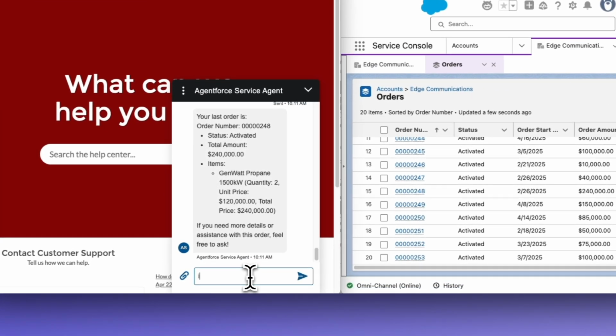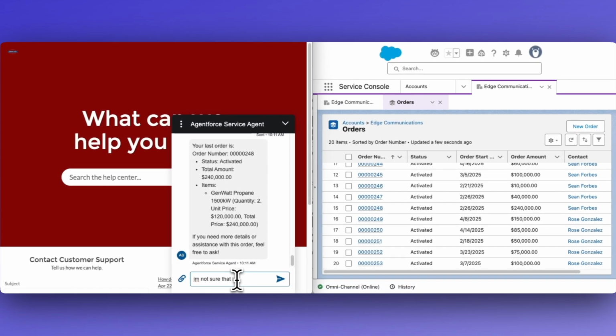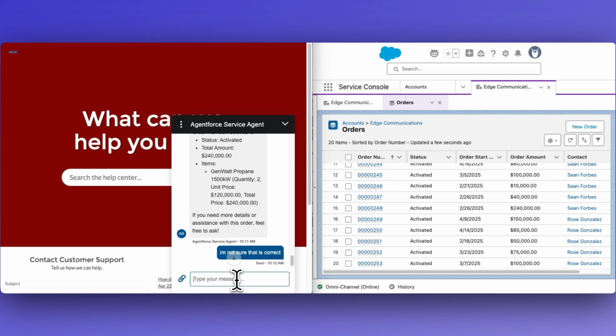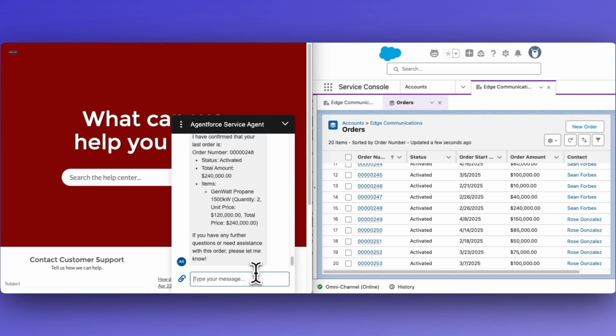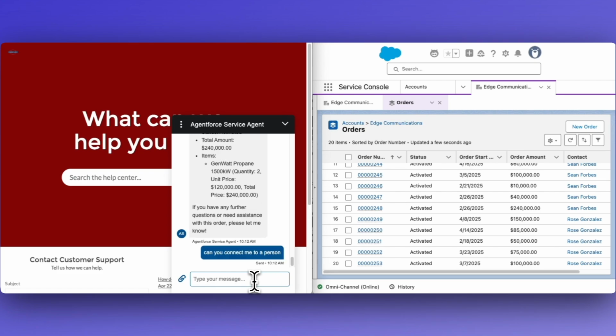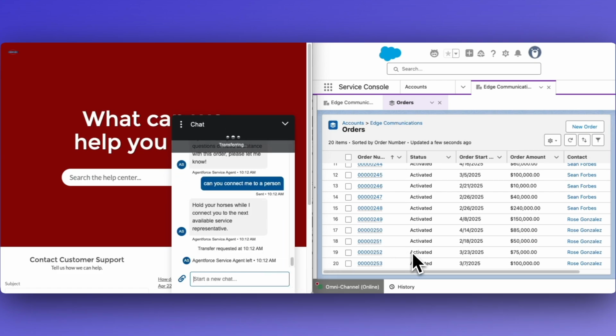Notice that Sean is assigned to that last order, so it's actually correct, but Rosa had more. So I'm going to say, you know what, I think I have more orders. Basically saying, you're wrong, I think I have more. And now the agent's going to go back and look and double check and say it's correct. But if you think about a normal customer calling in, they might not trust this or they might still think it's wrong. So I'm going to say, can I please talk to a live person?